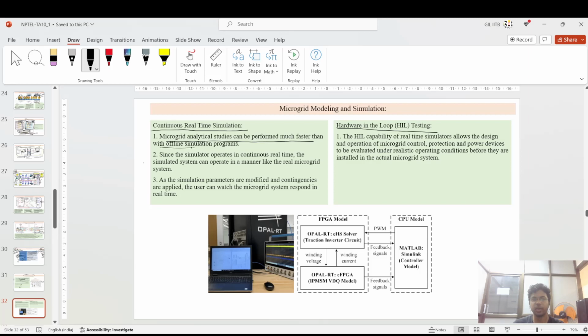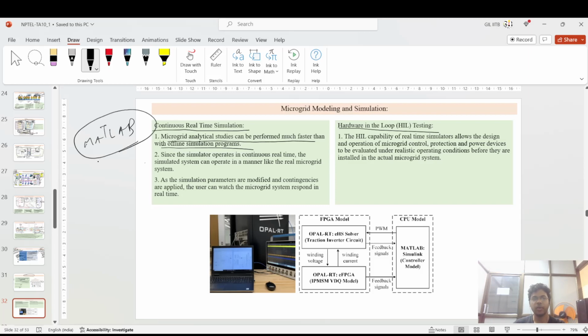Continuous real-time simulation means microgrid analytical studies can be performed much faster than with an offline simulation platform. As I told initially, in MATLAB you have a monitor and a central PC where the MATLAB model is dumped. After that it is connected to the OPAL-RT, where the system can run. You have an IO port also, so that you can simulate real-time features in this offline grid system.